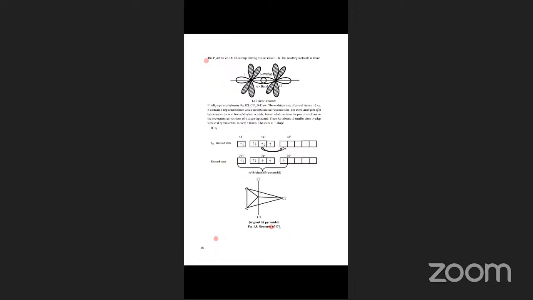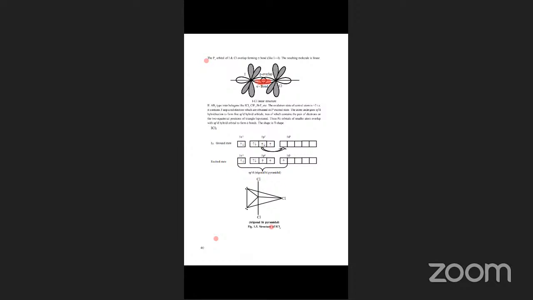The p orbitals are classified into 3 types: Px, Py, Pz. The Pz orbital of iodine and the Pz orbital of chlorine overlap, forming a sigma bond, so the resulting molecule is linear. The ICl structure is a linear structure.